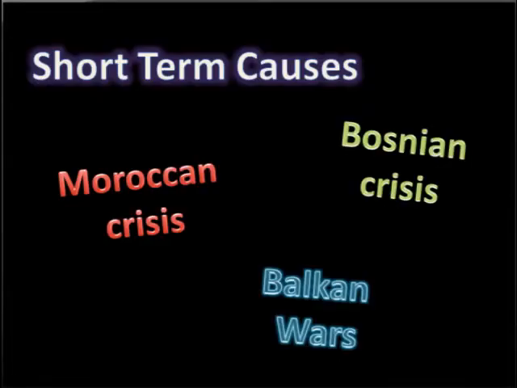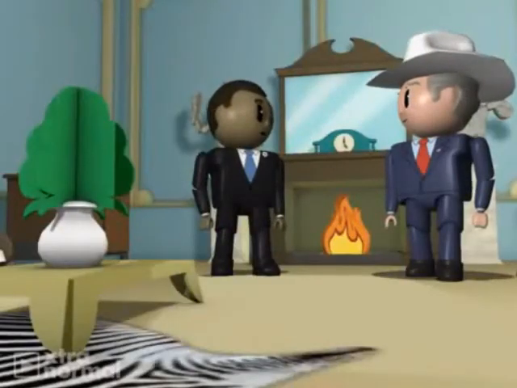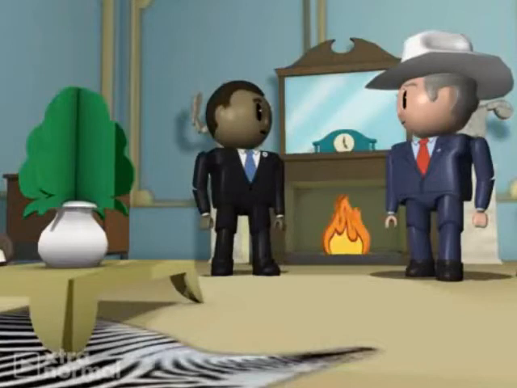Now let's talk about the short-term causes of World War I. The Moroccan crisis, the Bosnian crisis, and the Balkan Wars. In 1904, Morocco had been given to France by Britain from the agreement of the Entente Cordiale, and had been given the right to intervene if the authority in Morocco collapsed. Germany, however, was not happy with this decision and sought to challenge it.